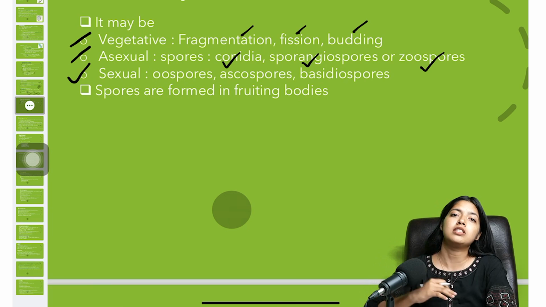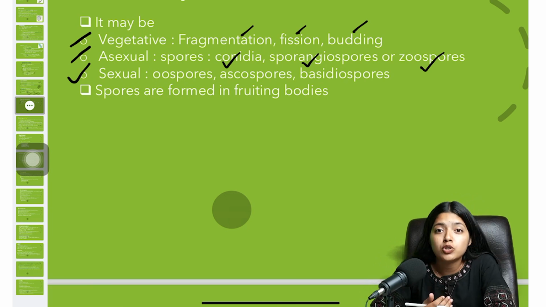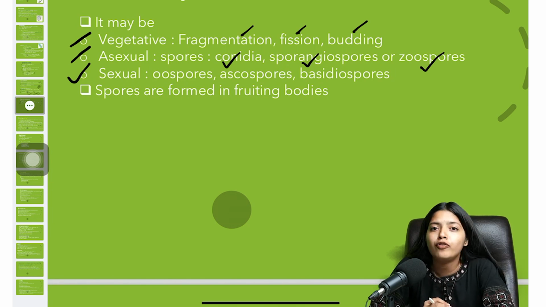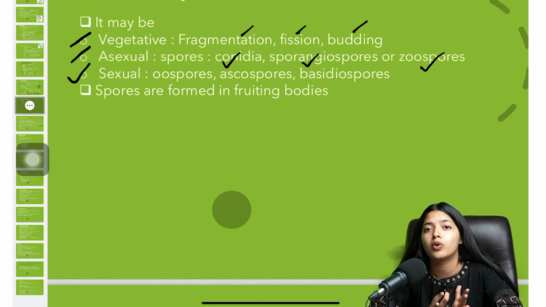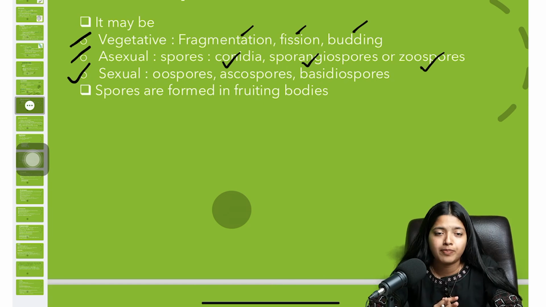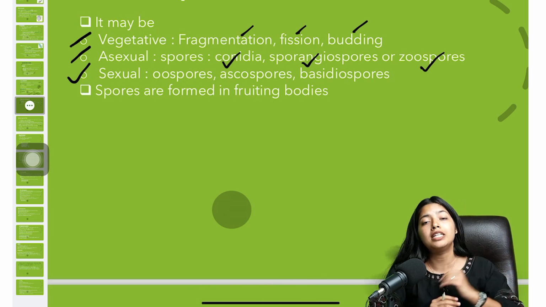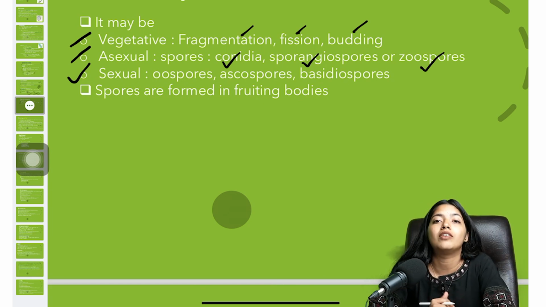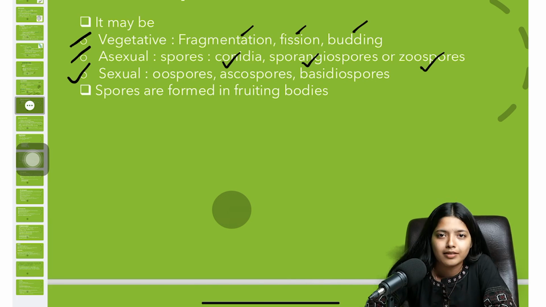The first point was about reproduction. There are three types of reproduction seen in fungi. First is vegetative reproduction, which involves fragmentation, fission and budding. Fragmentation: a fragment is formed which will develop into an individual. Then fission: a cell will divide into two or more cells, simply cell division. Then budding: a bud is formed from the parent body and develops into a new individual. Is that clear?